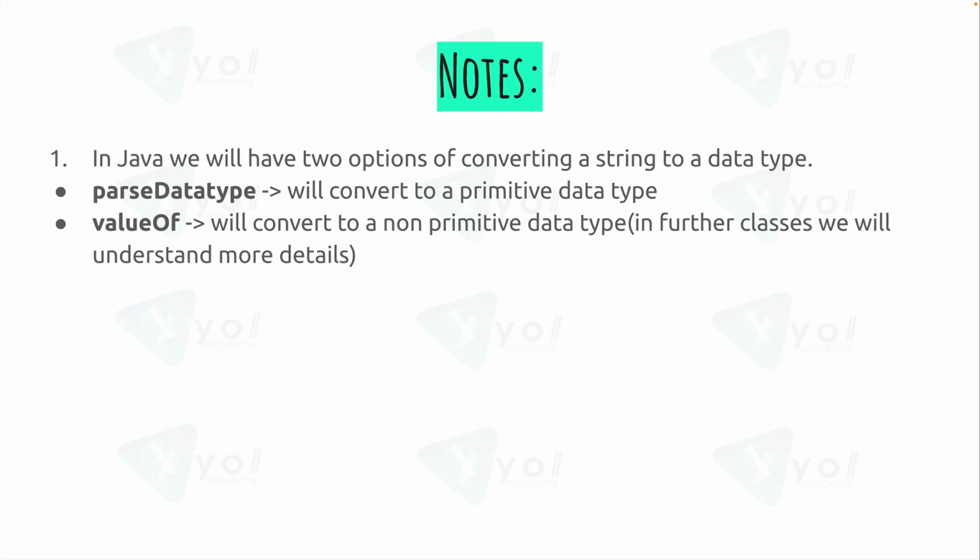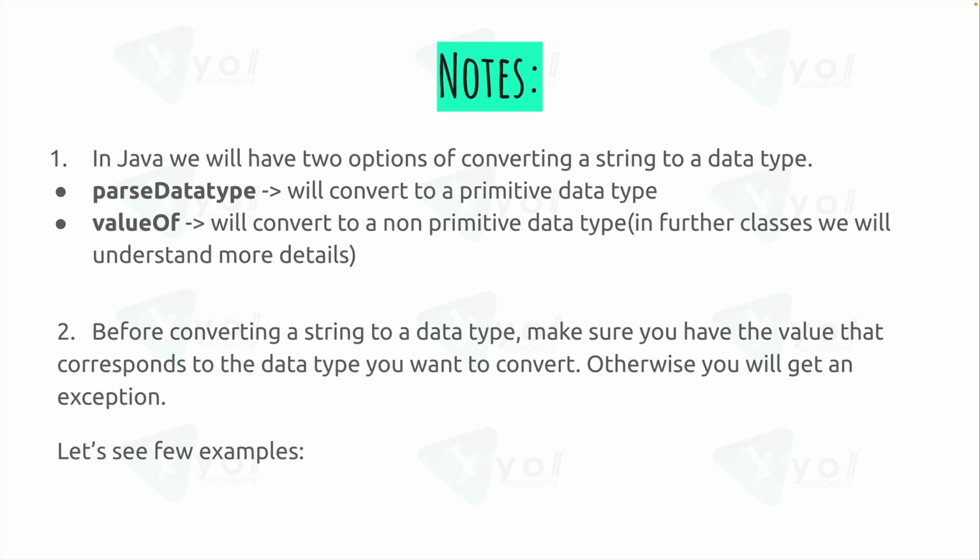Let's say you're trying to convert a string that contains an integer. The valueOf is going to convert it to an object, or a non-primitive data type, Integer. However, you're not going to see any difference as of now, and we will understand this in detail in further classes. Now, before converting a string to a data type, you need to make sure that you have values that correspond to the data type you want to convert to. Otherwise, you'll get an error. Let's see an example.